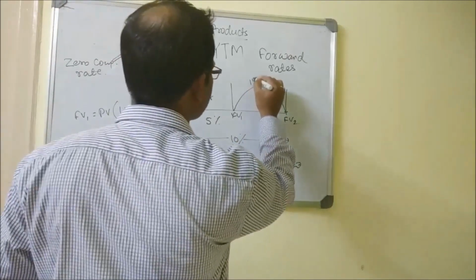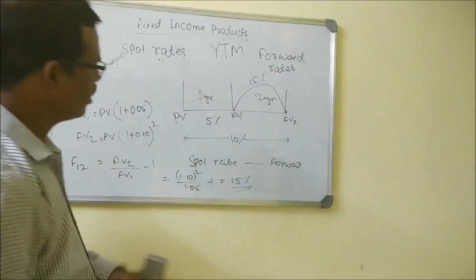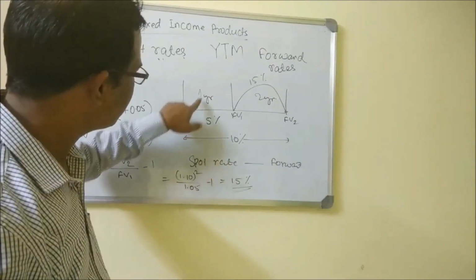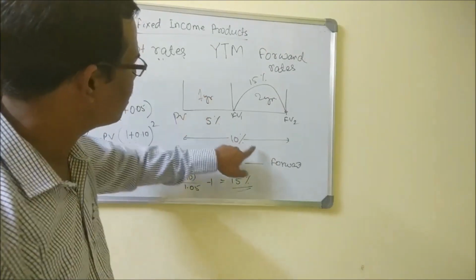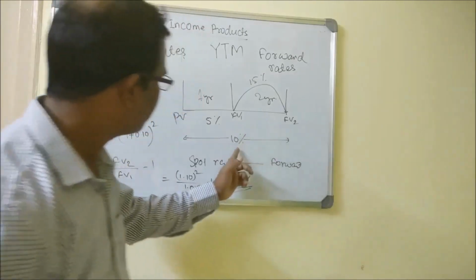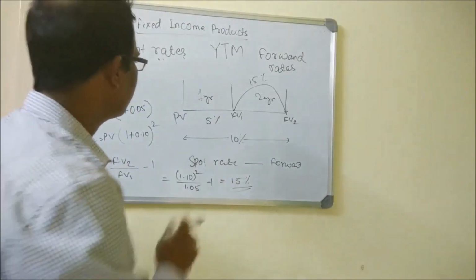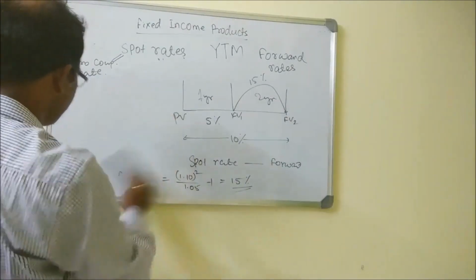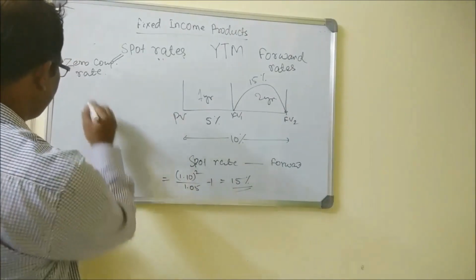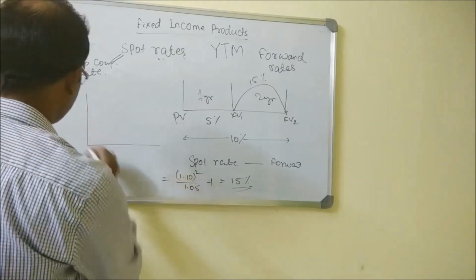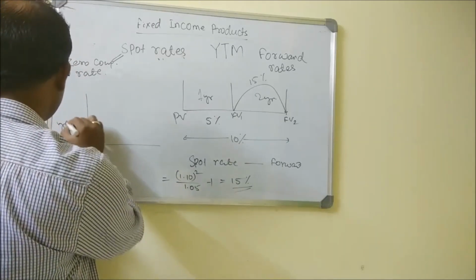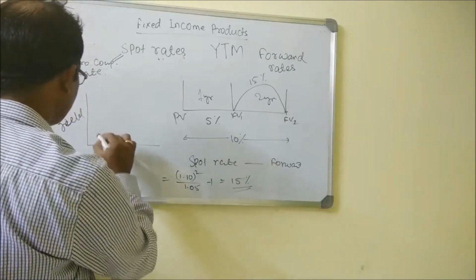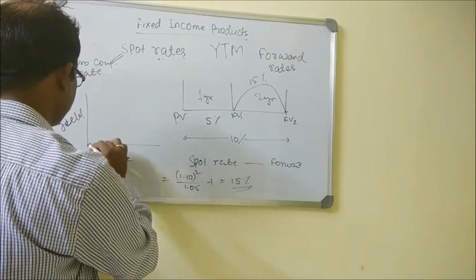So that means, look at this, the first year interest rate is lower, the 2 year interest rate is higher. That means it is an upward slope, or a normal yield curve. If you plot a yield curve, yield versus time, then you will find it like this.